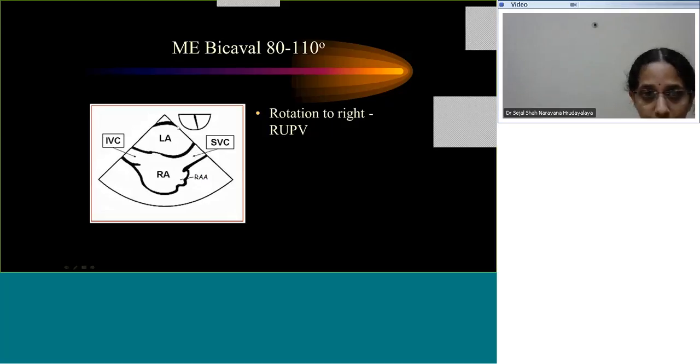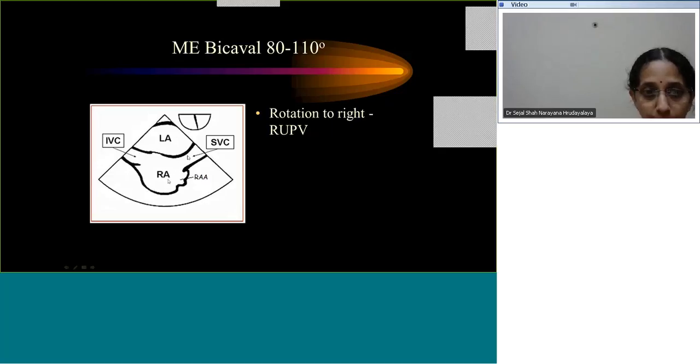The atrium which is closer to the probe is going to be the left atrium, and this is going to be the right atrium. The interatrial septum can be beautifully viewed in this view, including the SVC and the IVC rims, and the right atrial appendage can be well seen in this view.